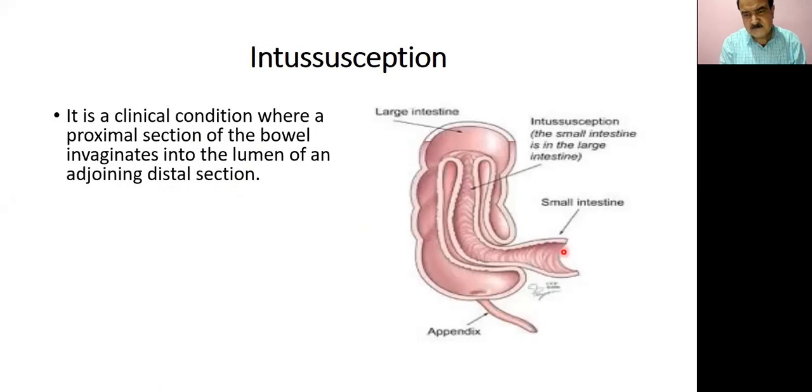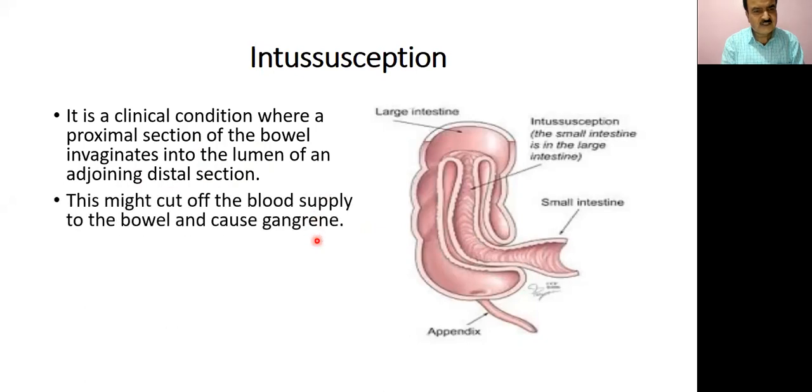For example, this is the ileum and this is the cecum. Because of the reasons, this ileum goes inside the cecum, the larger part. This going in of the smaller part into the larger part is called intussusception. Usually it occurs in children. This might cut off the blood supply of the bowel and cause gangrene. As it goes inside, the wall of the larger part acts as a ring constricting part, and it may cut the blood supply of the part which has gone in and cause gangrene.